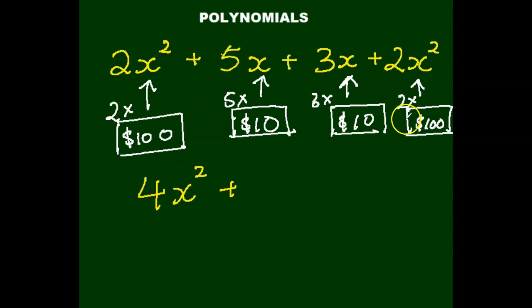You have 2 plus 2, which gives me 4 $100 bills, our x squared, and 5 plus 3, which is 8 $10 bills, or x. And that is how we solve addition of polynomials.